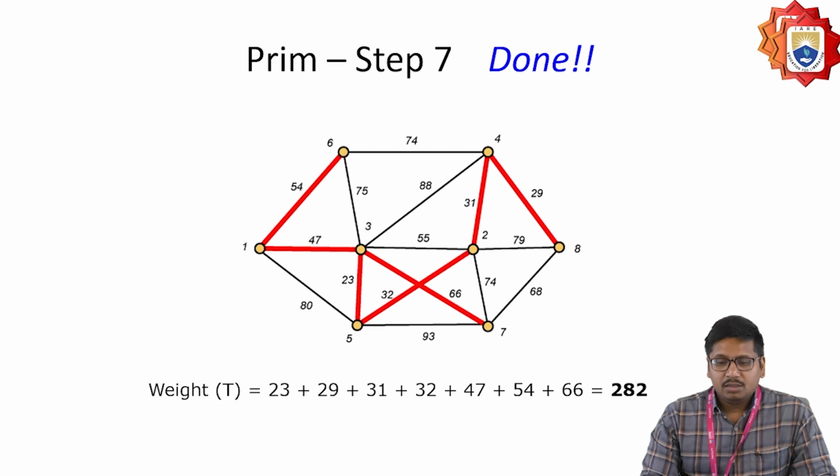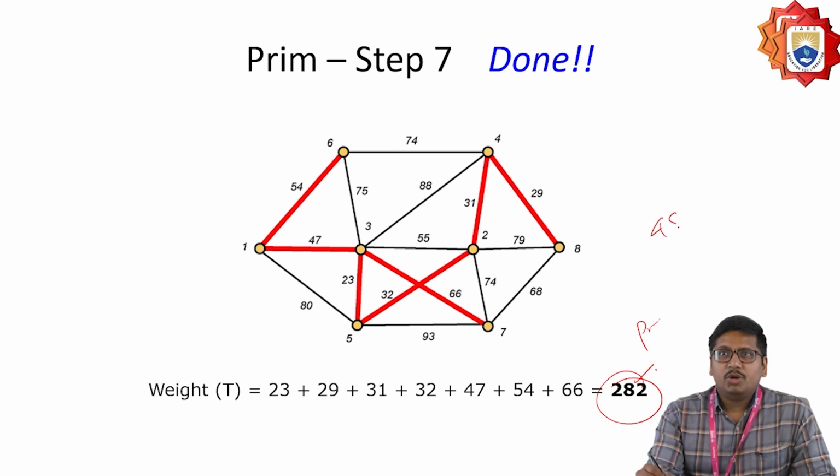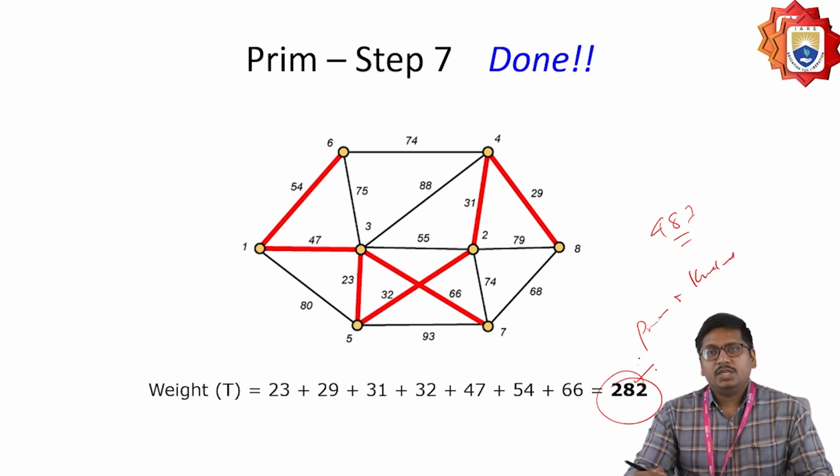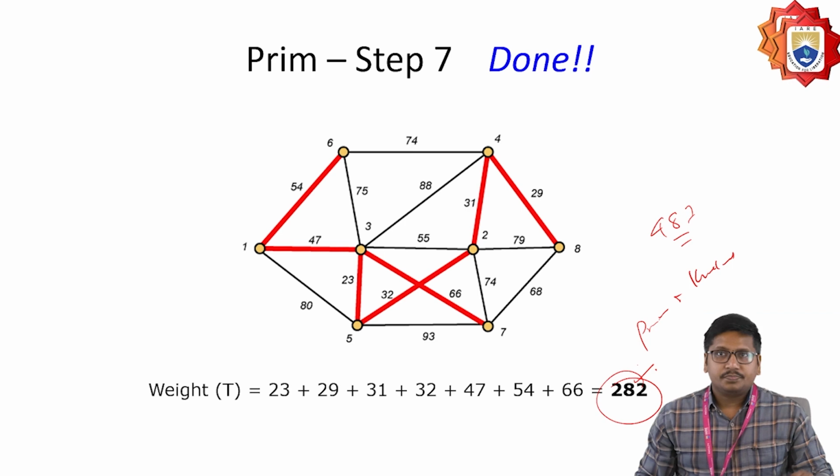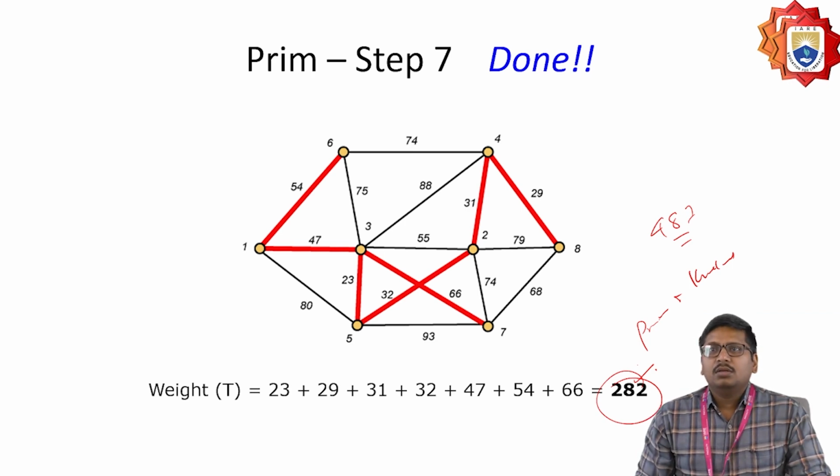By doing all this, if I sum up the weights of all the edges, what I'm going to get should be 282. According to Kruskal's algorithm also I'm going to get the same cost, and according to Prim's also I'm going to get the same cost. But by random picking I'm getting 487, whereas according to Prim's and Kruskal's I'm going to get only 282. So that's why it should be the best algorithm.